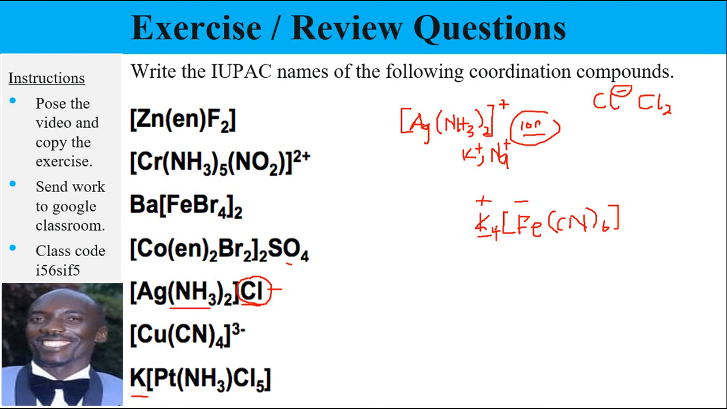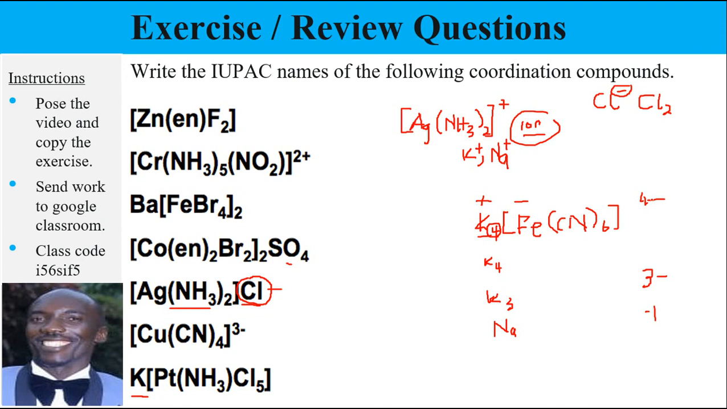The overall charge will depend on the number that is on the cation. If it is K4, like we have there, it means that the overall charge on the complex would be 4 minus. If it is maybe K3, then the overall charge would be 3 minus. If it is just Na, it means that the overall charge on the complex is minus 1. I hope I'm clear there.